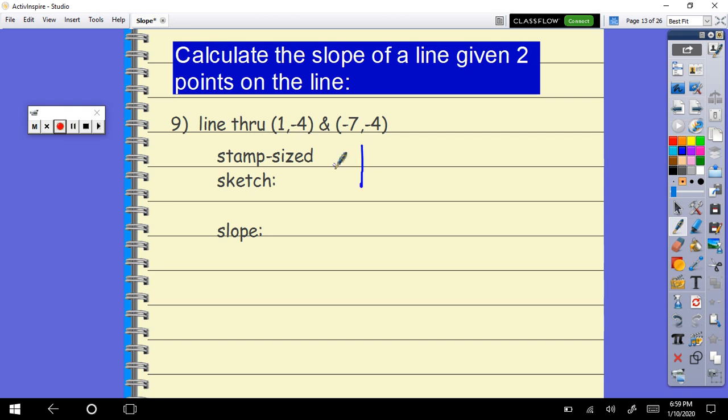So on this one, I start out and I say, well, to plot the point (1, -4), I'm right 1, down 4. To plot the point (-7, -4), I need to go left 7, down 4. Oh, look, this sets me up to have a horizontal line. My math facts are memorized, and I know the slopes of horizontal lines are 0, and I'm done.